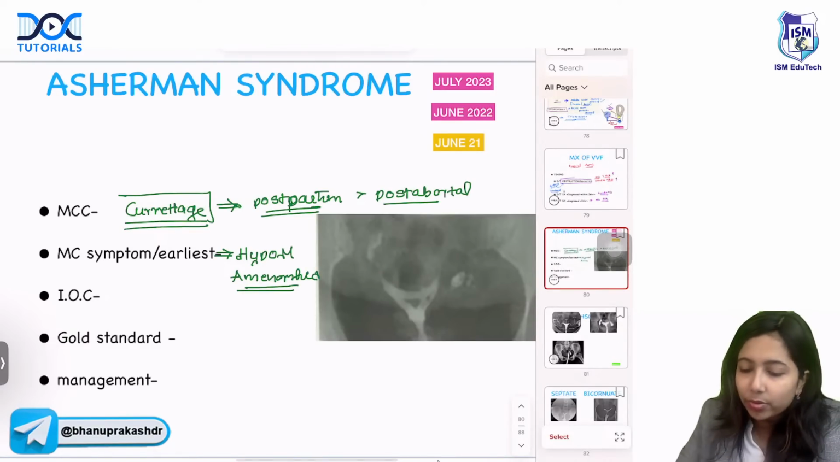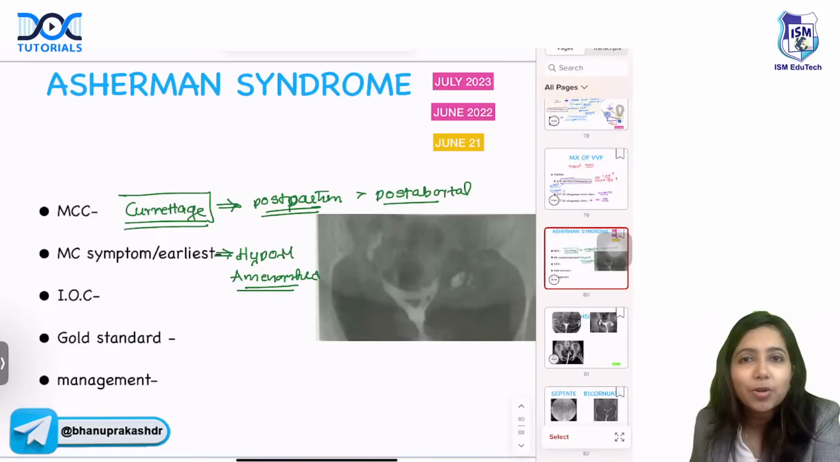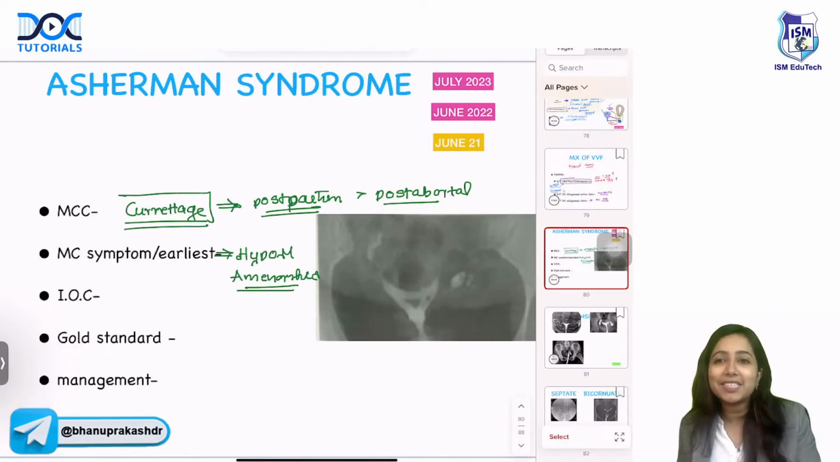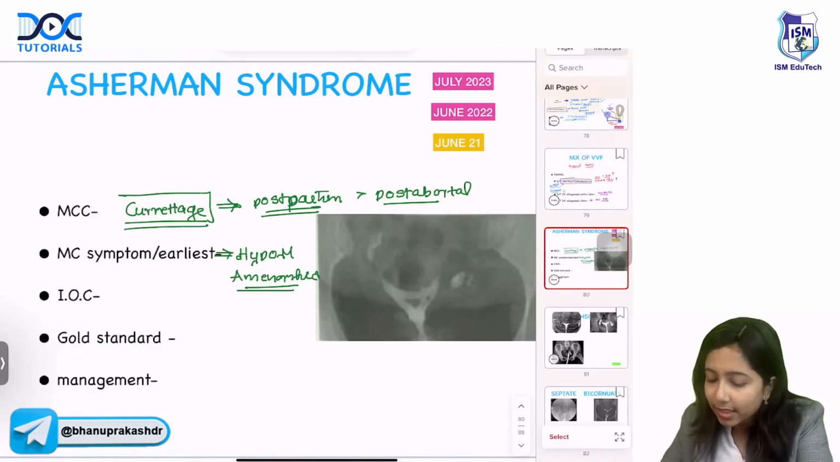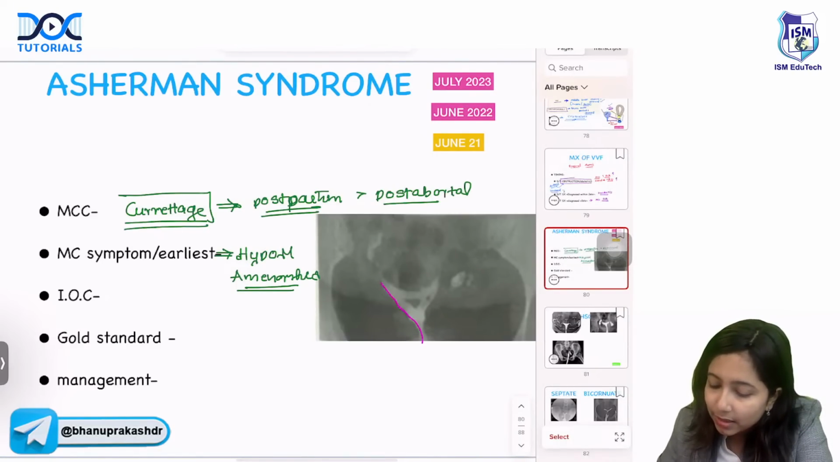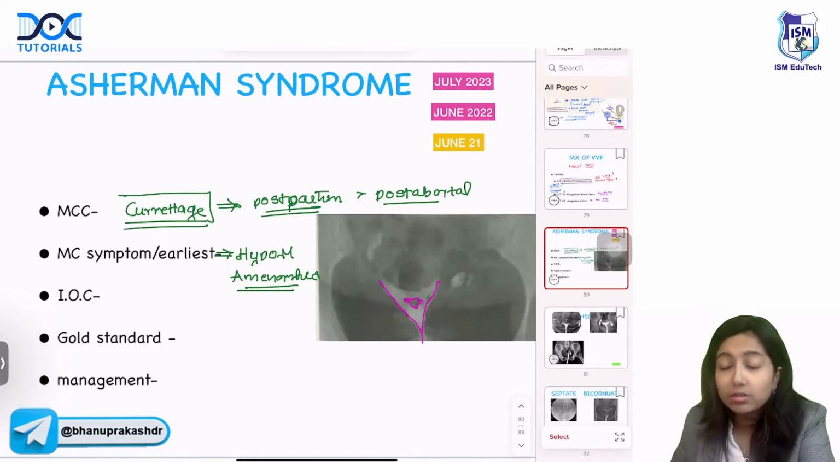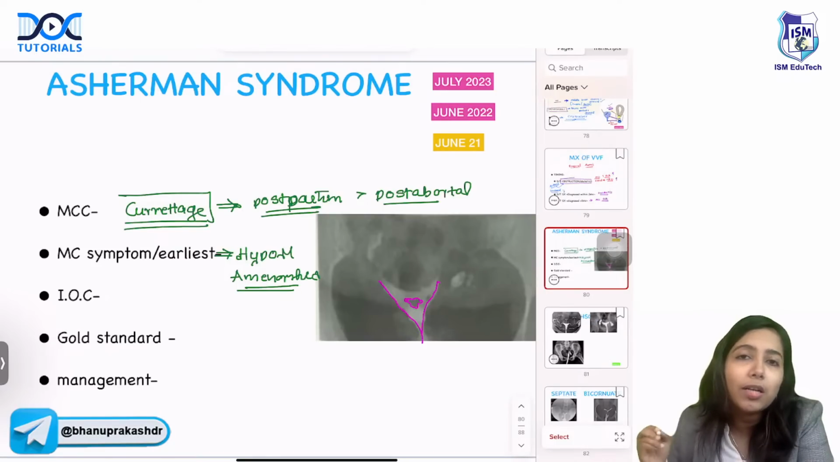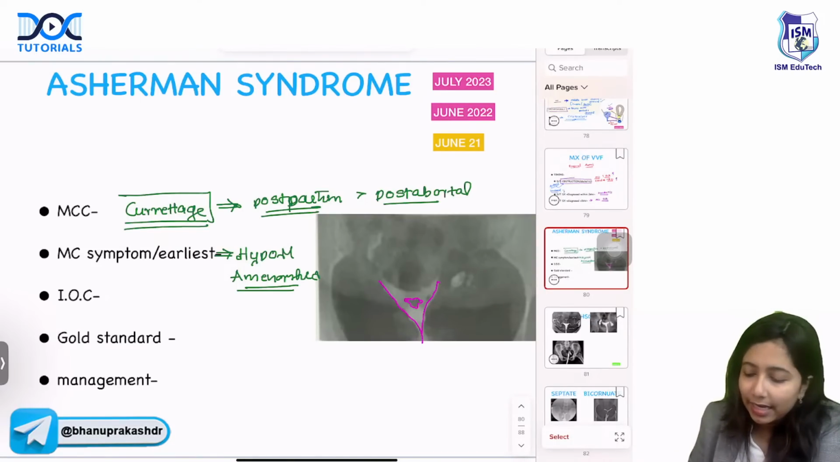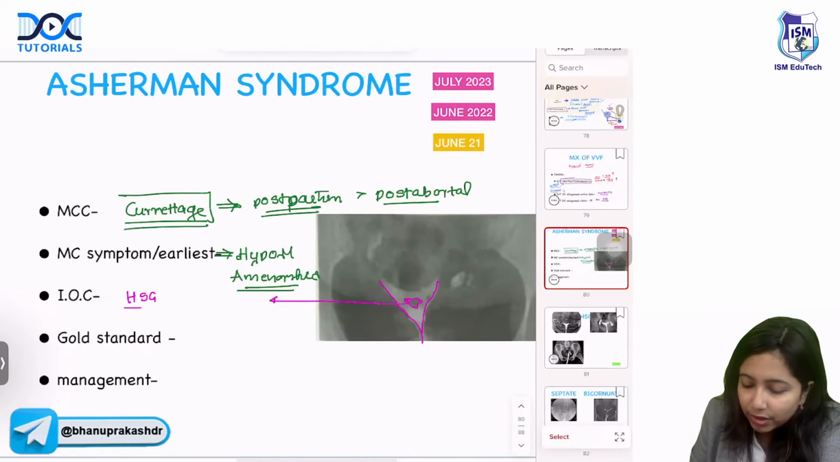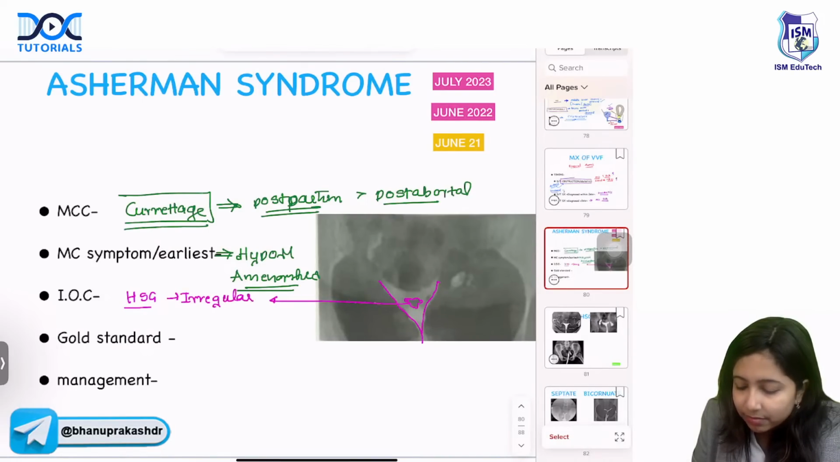Hypomenorrhea and amenorrhea. What is the investigation of choice? The investigation of choice is right there staring at you. So what do you see here? Here you can see the uterus and you can see some filling defect. What is the characteristic of the filling defect? It is irregular. Irregular filling defects are seen in HSG. So in HSG, you will see irregular filling defects.